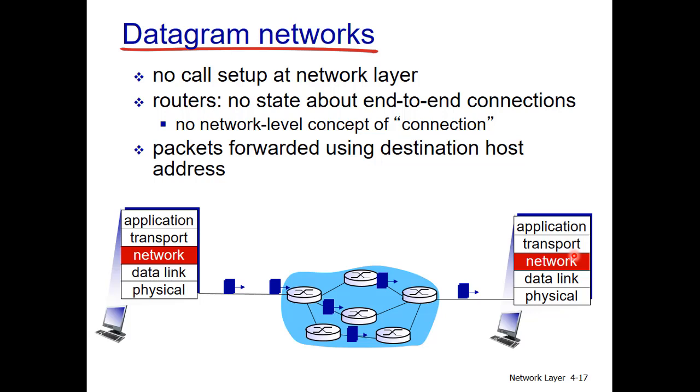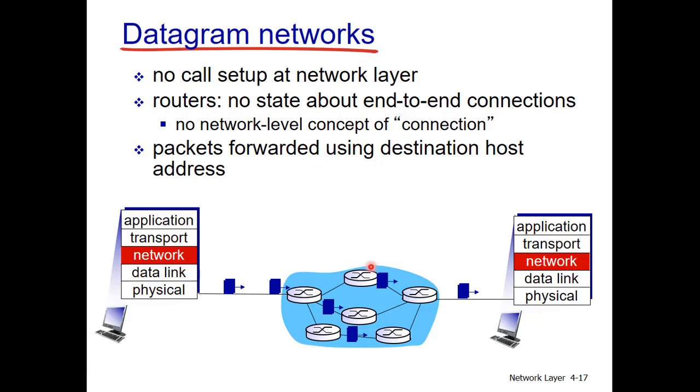So, datagram network. In case of a datagram network, there is no call setup at the network layer. That is, there is no call setup at the router. So now let's talk about datagram networks. In datagram networks, there is no call setup at the network layer. Routers maintain no state. Packets are forwarded using the destination host address.